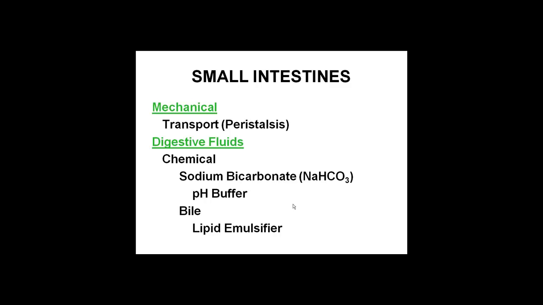The main digestive fluids are going to be sodium bicarbonate, which is going to buffer the pH 1 up to about a pH of 6 or so, more neutral. Remember, pH 7 is neutral. And then bile is going to be a lipid emulsifier. The sodium bicarbonate is going to come from the pancreas. The bile is going to be made in the liver and secreted by the gallbladder.